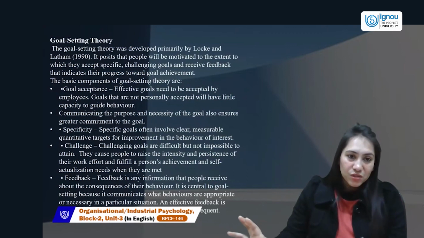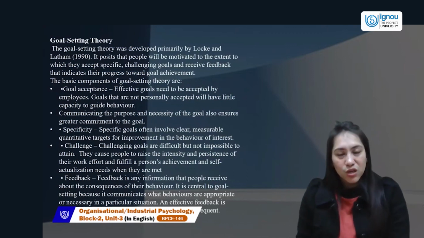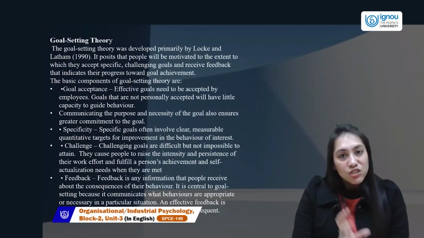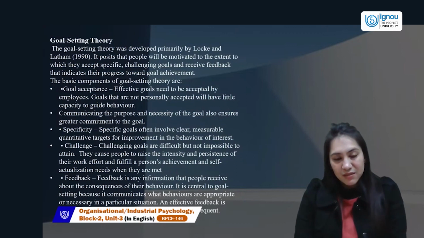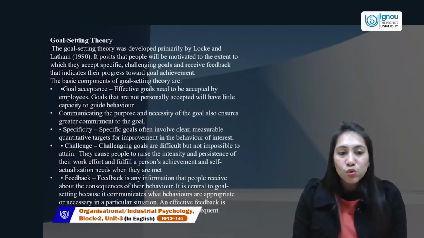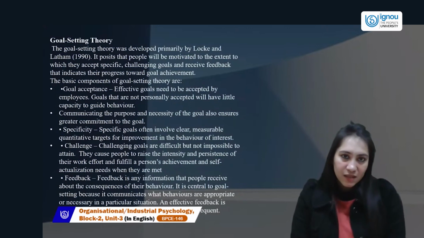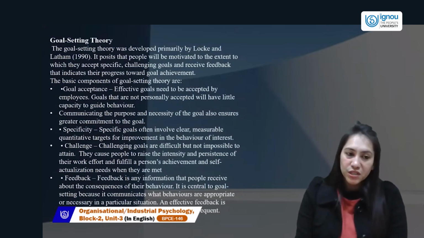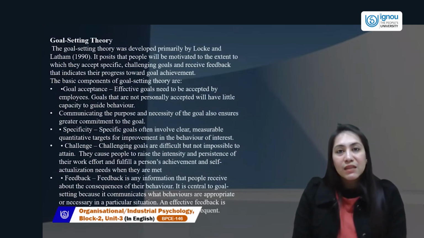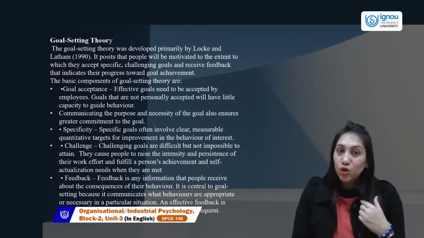Challenging goals are important. When we talk about threat, harm, and challenge, harm and threat are negative appraisals that we have. Challenge is a very positive appraisal. Why do I call it a positive appraisal? Challenging goals are difficult, but they're not impossible. Plus, they have so much that can make you learn during the journey of achieving them. They cause people to raise their intensity and persistence of work effort. They will also make you achieve it, and there is going to be a feeling of self-actualization. So challenging goals make you reach an upper level in your own potential.